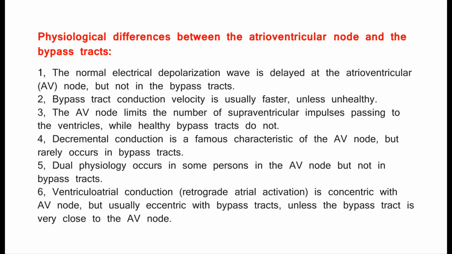1. The normal electrical depolarization wave is delayed at the atrioventricular AV node, but not in the bypass tracts. 2. Bypass tract conduction velocity is usually faster, and less unhealthy. 3. The AV node limits the number of supraventricular impulses passing to the ventricles, while healthy bypass tracts do not. 4. Decremental conduction is a famous characteristic of the AV node, but rarely occurs in bypass tracts. 5. Dual physiology occurs in some persons in the AV node but not in bypass tracts.